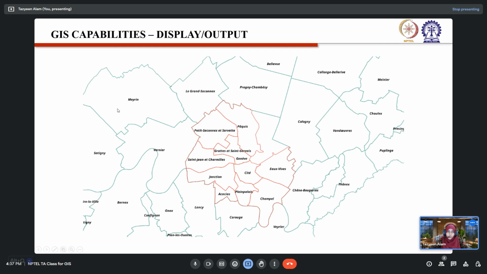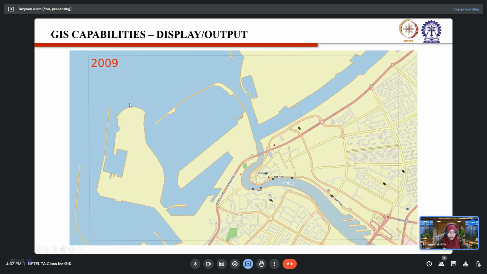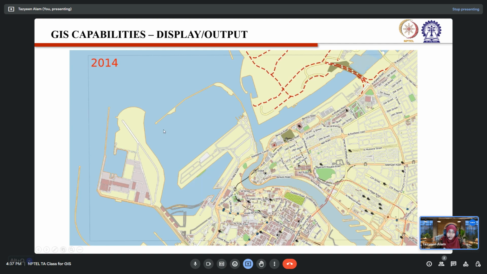Now we talk about GIS capabilities, display or output. So when you have created all the other analytical documentation and modeling parts, you get a final output. This is one of the simplest outputs that you can get, which is composed of different lines that result in the formation of several polygons. So this, let us say, gives administrative boundaries of a certain geographic location. This again is a different kind of output.